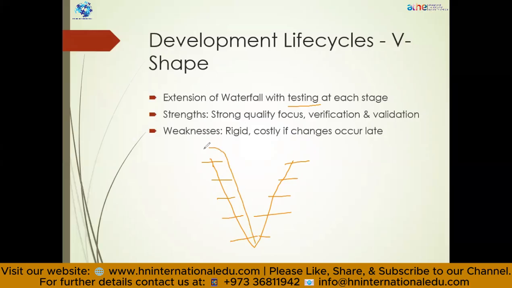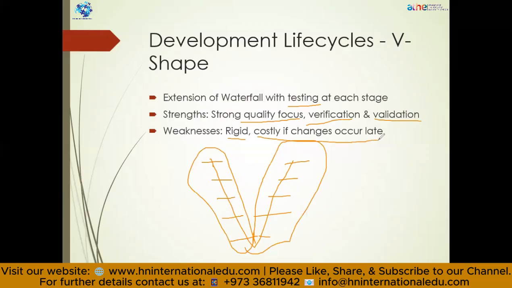These are the steps we follow in the waterfall model. And in the V shape, basically, we accent verification. Like we have to test each phase before going to the next stage. Strength: strong quality focus. When we are testing at each level, we do the verification and validation. Then we are going to use the V-shaped model. Weakness: it's rigid and costly if changes occur late. So this again has limitations just like the waterfall.